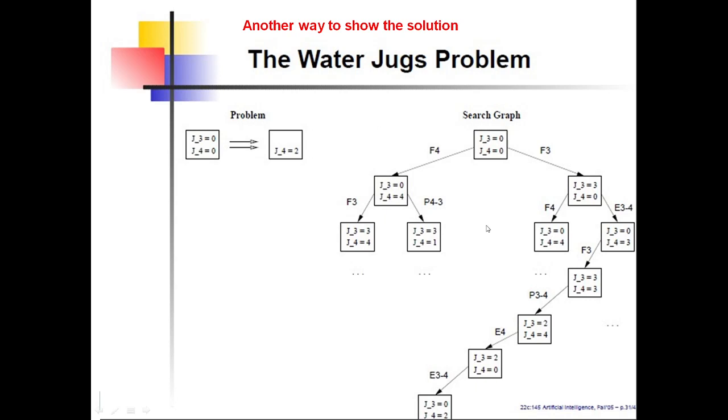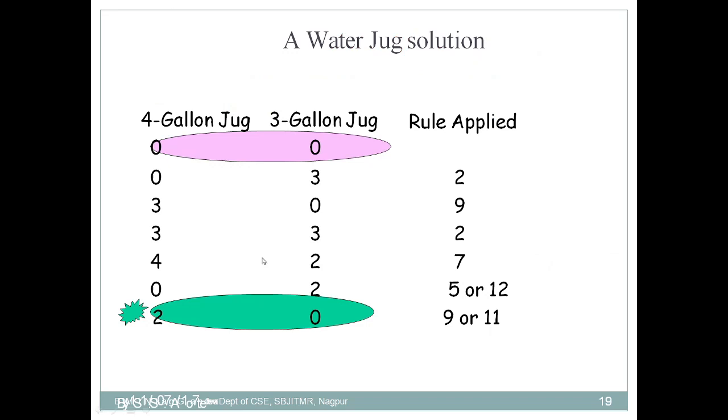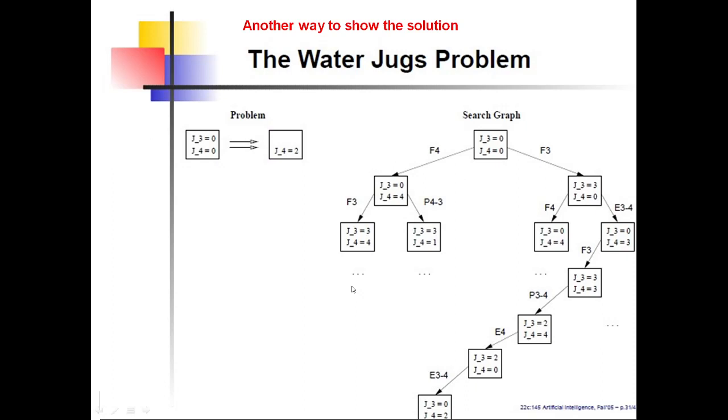So 3-0 is there. After 3-0, you can find 3-3. After that, you find 4-2. Then you find 0-2. And finally you get 2-0. So in this way you got the solution. That means this is your complete state space representation. In this way, we have given a state space representation of the given problem.